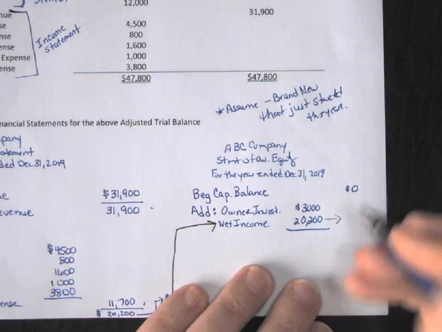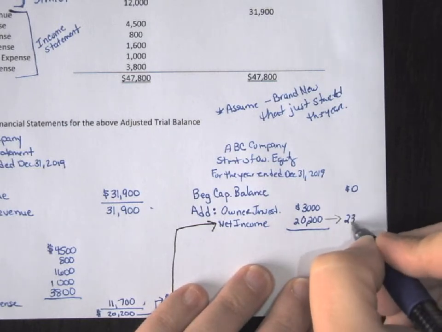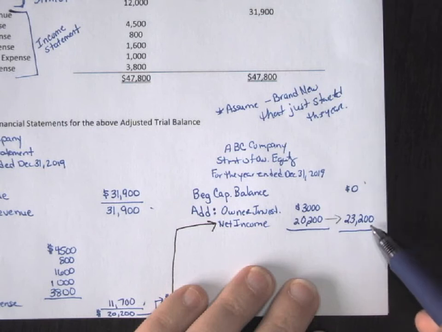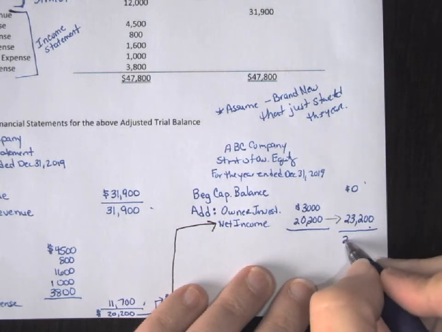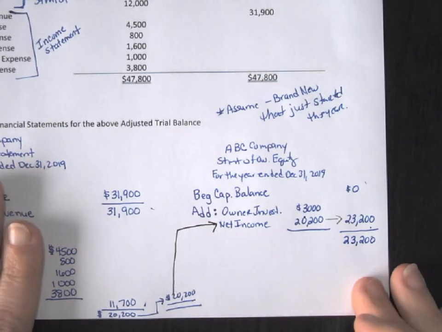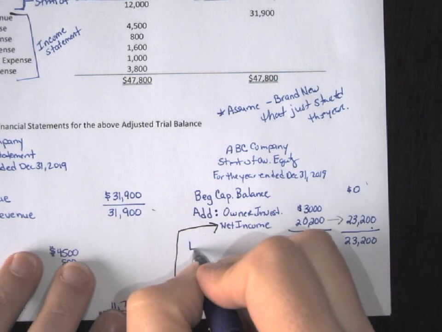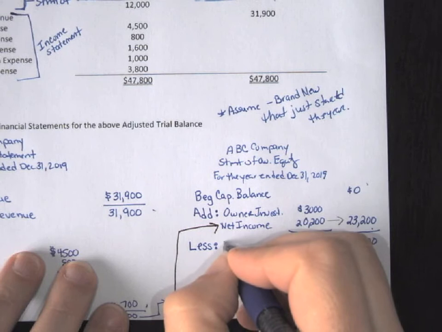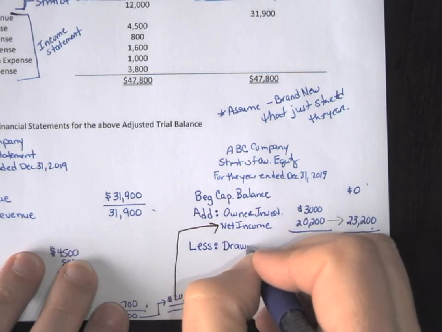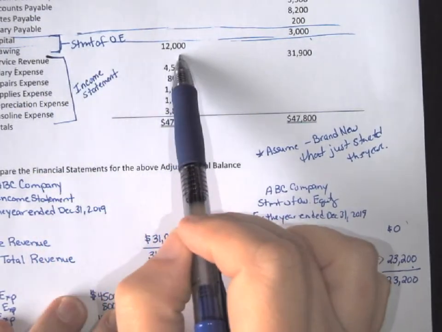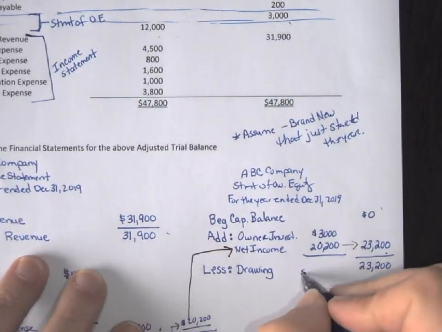And so what I'm looking at here is that $23,200. At this point, I'm going to come up with a subtotal, so I'll take my beginning capital, I add it with those additions, and so I'm still at $23,200. The next part of this particular statement is going to be a less part. We have to subtract out any owner withdrawals, which are part of that drawing account. And so if we look at our drawing, we notice it is at $12,000. So that means that the owner did take out $12,000.